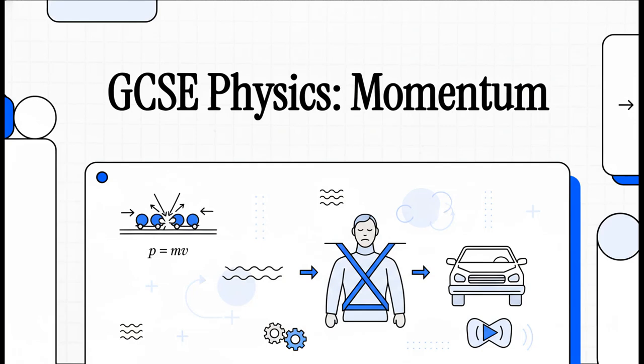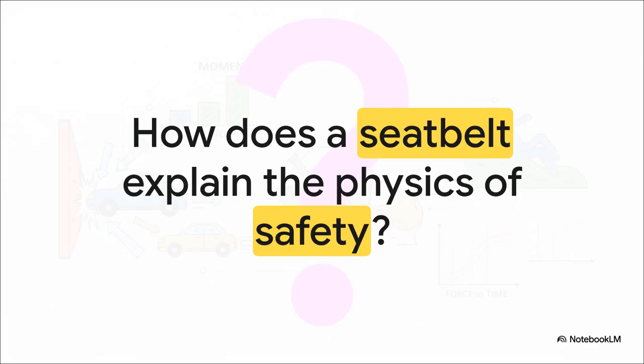Hey everyone and welcome. If you're revising for your GCSE Physics exam, you have come to the perfect place. We're about to get stuck into a really important higher tier topic, momentum. We're going to see how it explains everything from what happens in a car crash to why playgrounds are designed the way they are. But before we dive into any equations or definitions, let's start with something you've probably felt yourself.